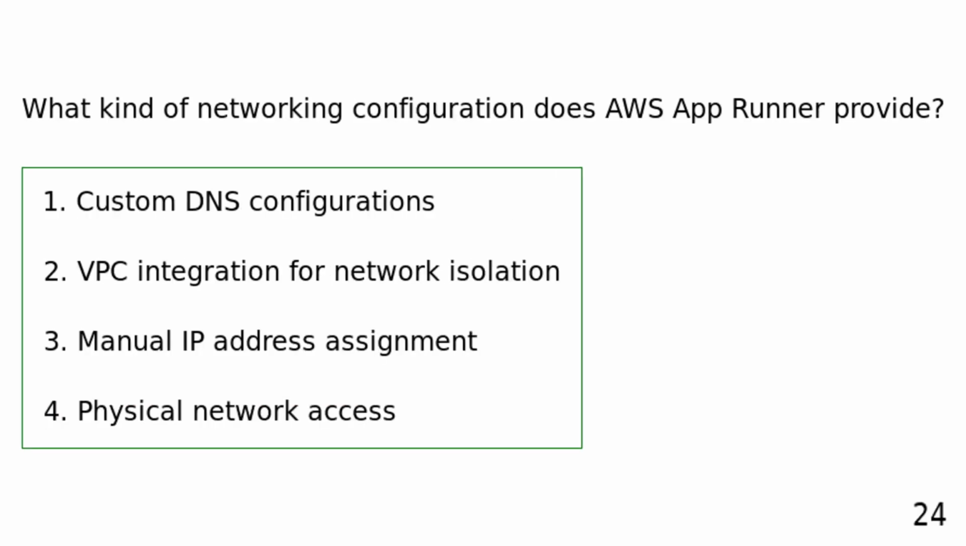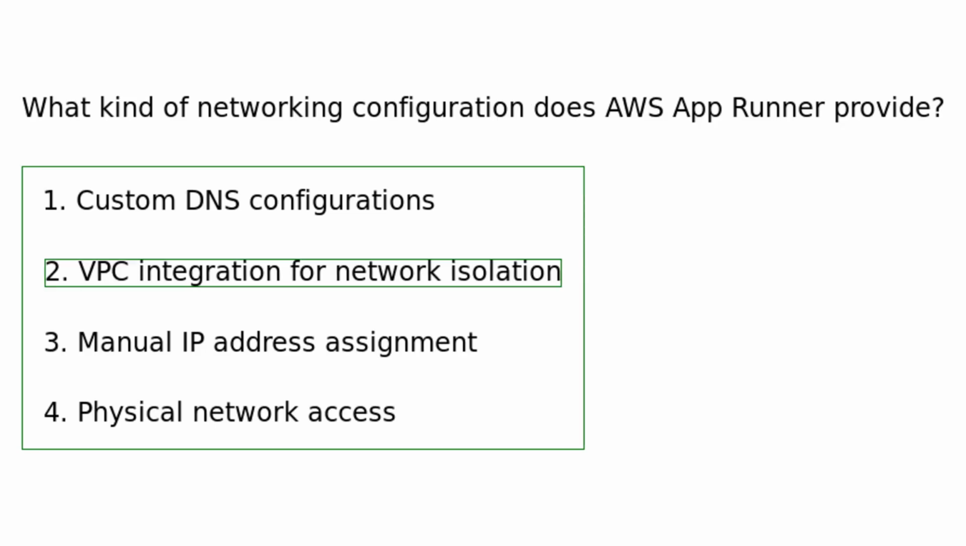What kind of networking configuration does AWS App Runner provide? Custom DNS configurations. VPC integration for network isolation. Manual IP address assignment. Physical network access. AWS App Runner provides VPC integration, allowing for network isolation and secure communication within a defined VPC.